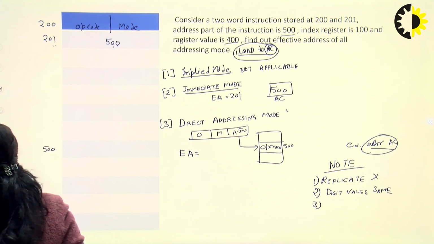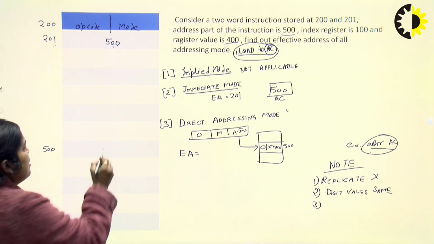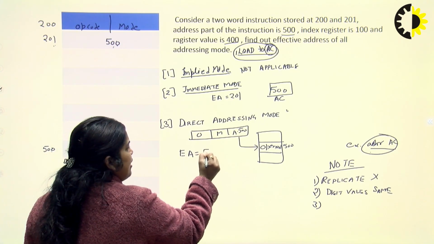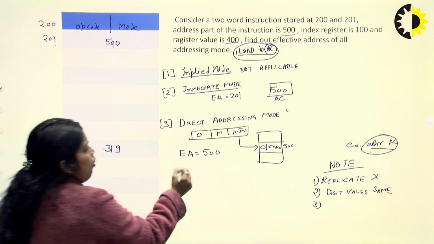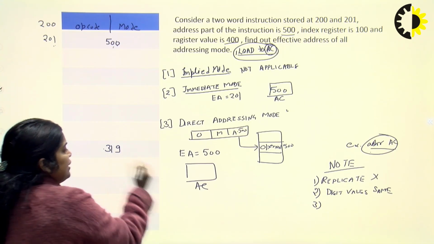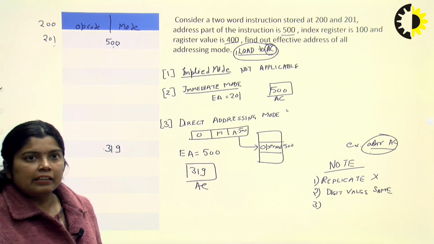In this 500 value, the address part of the instruction, suppose you take 319. It means the effective address is 500, and the operand value stored in the accumulator is 319. This is the direct addressing mode.